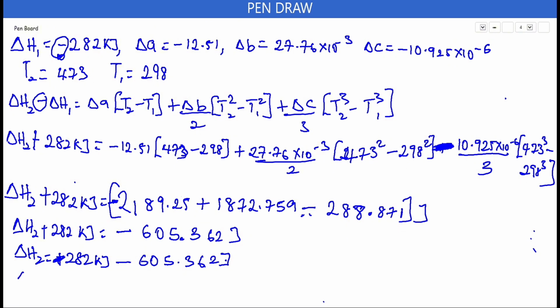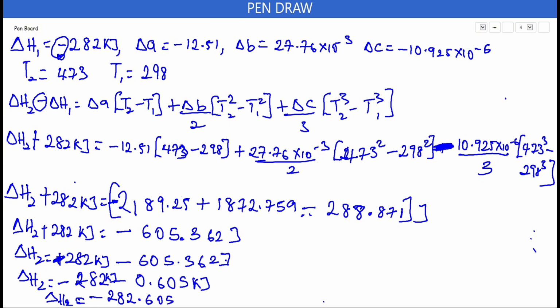So we have this to be in joules. So we have change in H2 equal to minus 282, and minus what? Since this is in joules, we can change it to kilojoules so we can add them up. So we divide this by 1000 to give us 0.605 kilojoules, and this is already in kilojoules. So adding the two of them up, we have our change in H2 equal to minus 282.605 kilojoules. So this is our answer for H2.